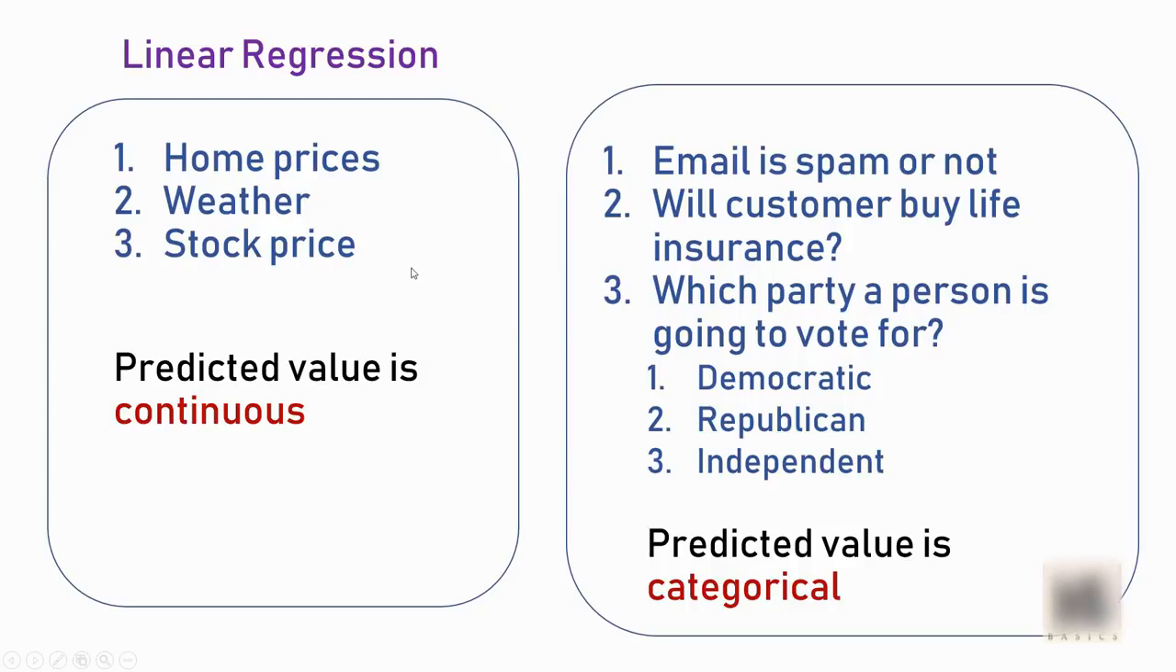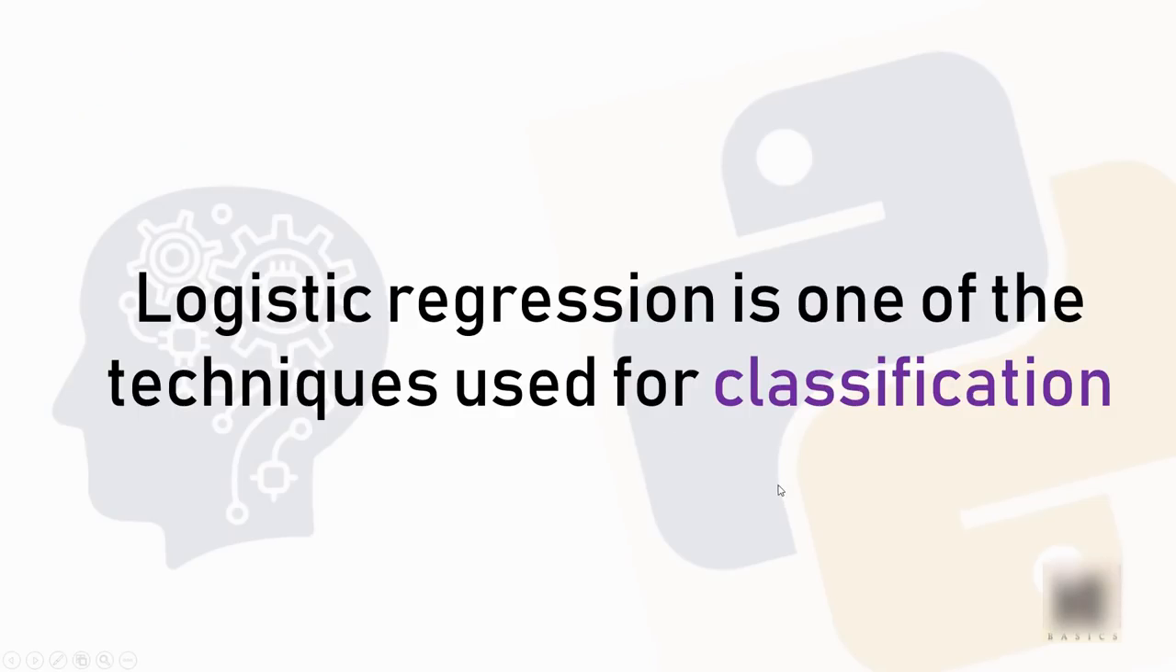Whereas in the case of linear regression, the home prices example, we saw that the predicted value could be any number. It is not one of the defined categories. Hence, this second type of problem is called a classification problem. And logistic regression is a technique that is used to solve these classification problems.